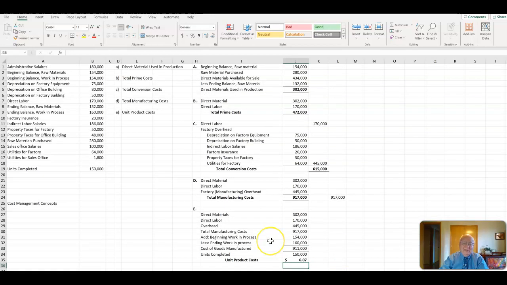So that is the basic concepts of cost management. These are the things that we'll be using all semester, and hopefully this helps a little bit, and I'll talk to you in the next video.